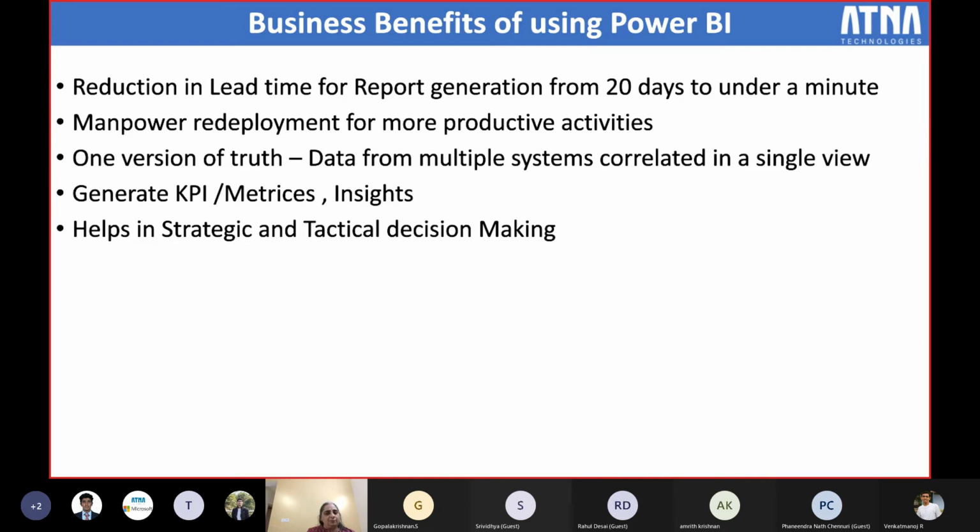And also, working with Power BI helps you to take both strategic as well as tactical decisions. Strategic decisions, like when you do your analysis, you may find that certain product lines do very well in certain locations and they don't do well in other locations, right? So which are the product lines which have to be continued in which locations? Those kind of strategic decisions can be taken after having looked at the past data, the historic data.